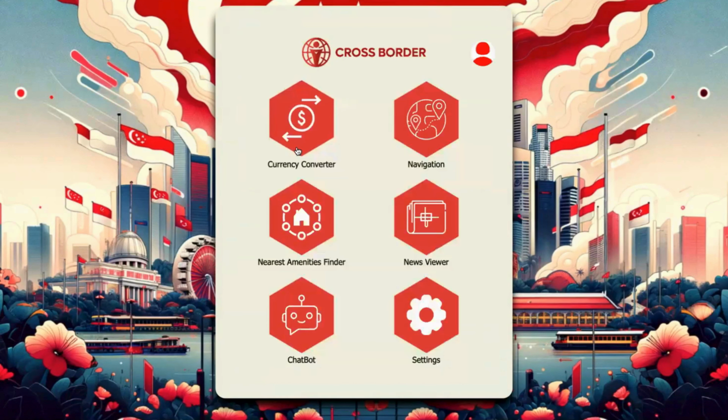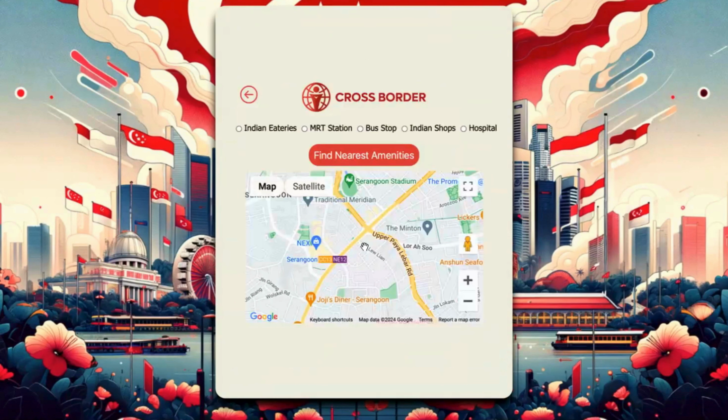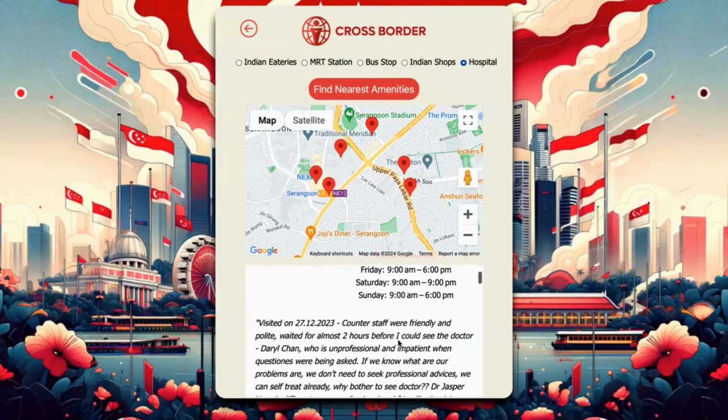Going back to the dashboard, the user may want to find some essential amenities located nearby, like MRTs, bus stops, eateries, hospitals, etc. If the user forgets to choose an amenity type, a toast notification error shows up. Here again, everything is customized, like Indian eateries and Indian shops. The user may want to find the nearest hospitals from the place where he currently is. Thus, he chooses the radio button and clicks on Find Amenities.